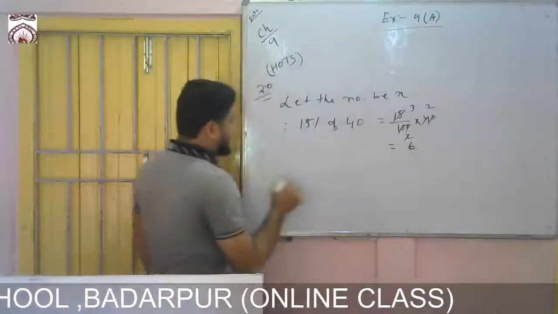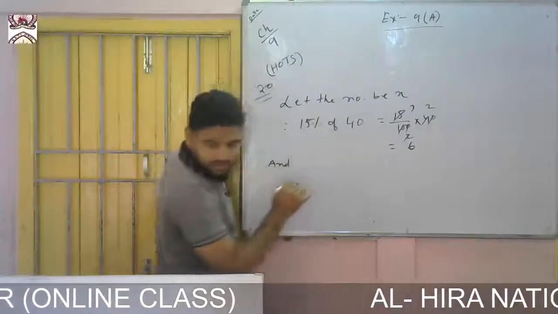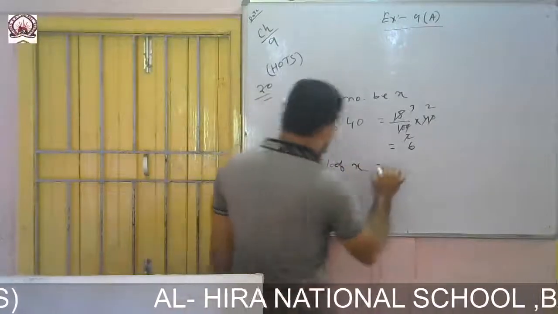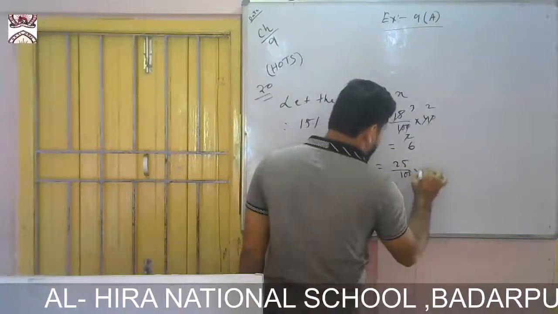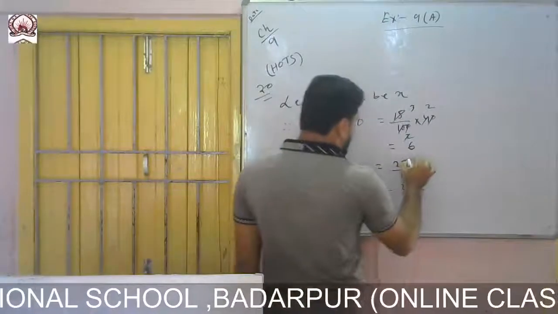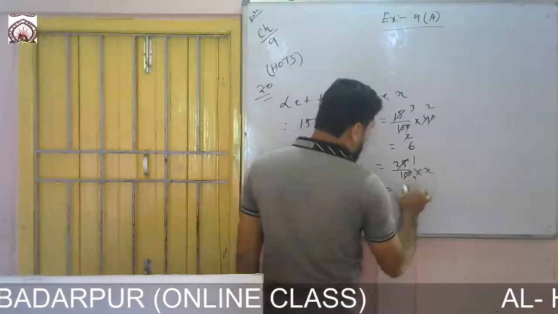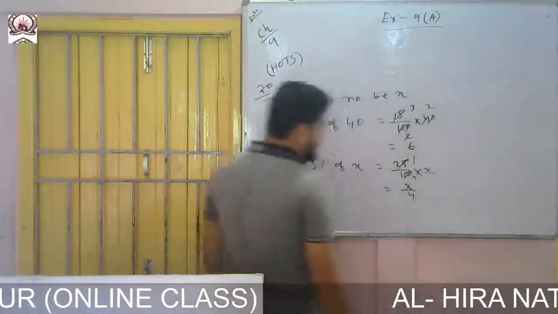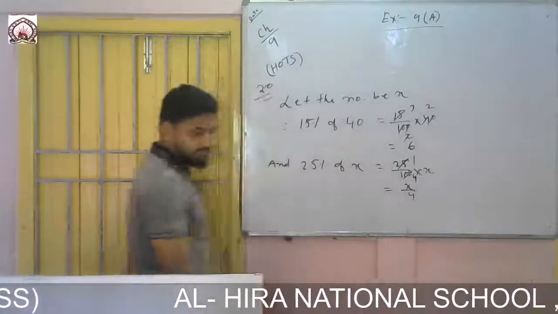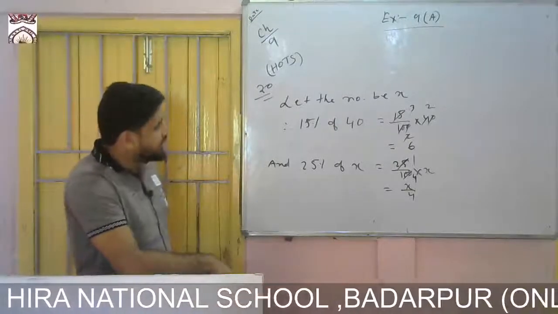Now 25% of X will be 25 by 100 into X, which is 25X by 100. Or you can do like this: 25 1 times 25, 25 4 times, so it will be X by 4.